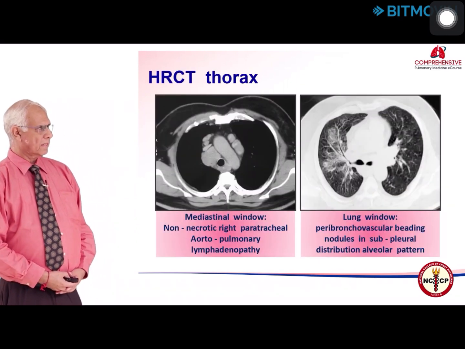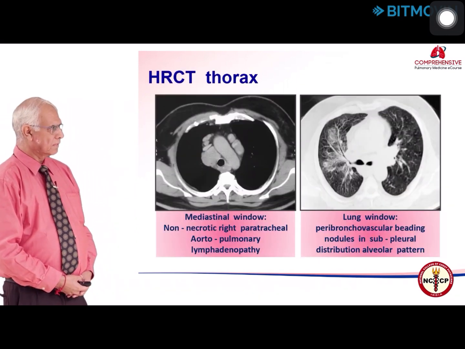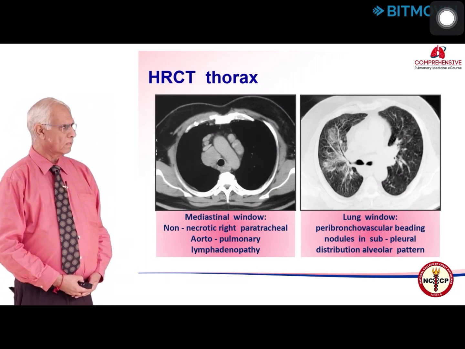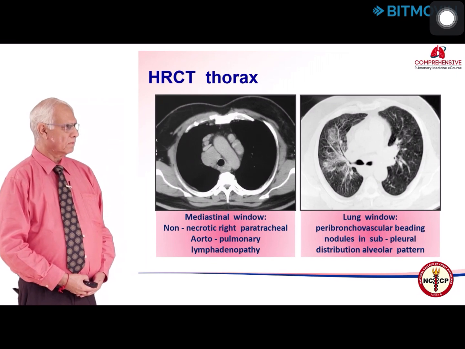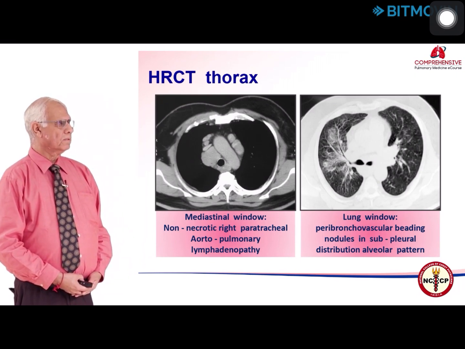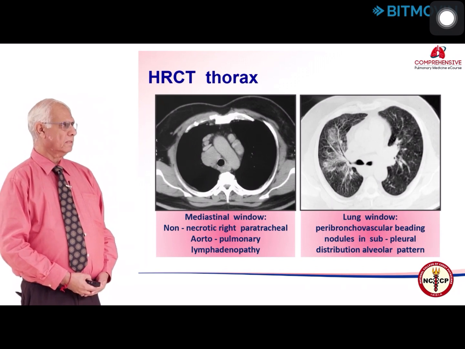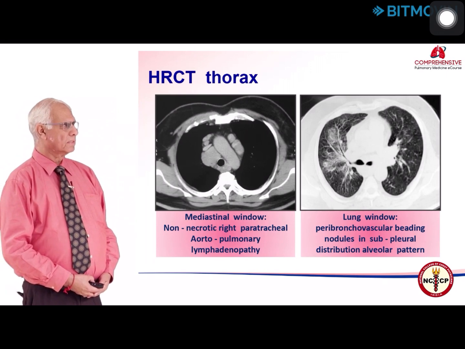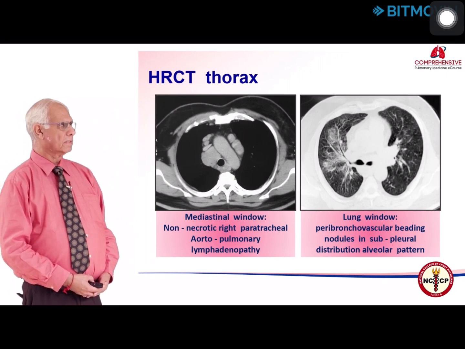The HRCT thorax, which is normally very helpful in these patients, showed in the mediastinal window non-necrotic, non-compressive lymph nodes, right paratracheal and aortopulmonary lymph nodes. The lung window showed peribronchial beading, nodules in a subpleural distribution, and there was a distinct alveolar pattern in the right lung fields.